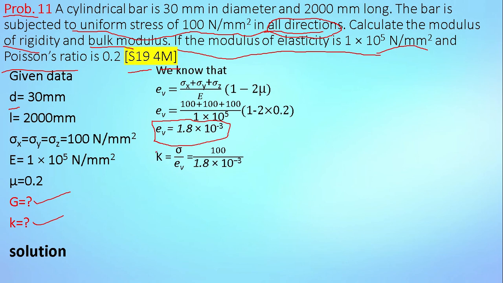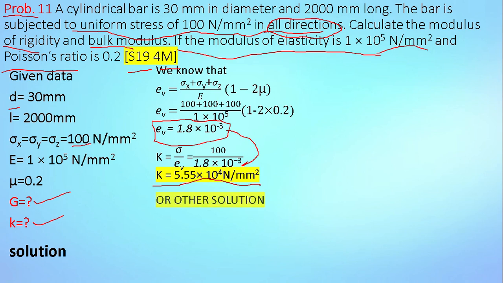We know the formula for bulk modulus. It is the ratio of direct stress to the volumetric strain. We know the direct stress, this 100, divided by volumetric strain. We have calculated it here. So put this in the equation. Therefore bulk modulus is equal to 5.55 into 10 raised to 4 Newton per mm square. This is our first answer.